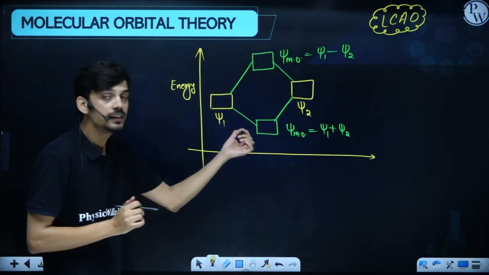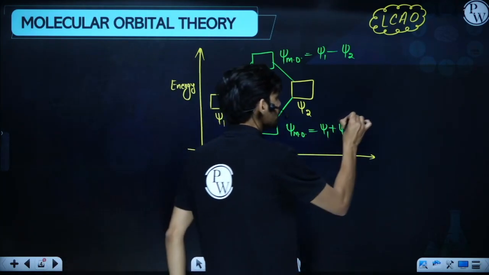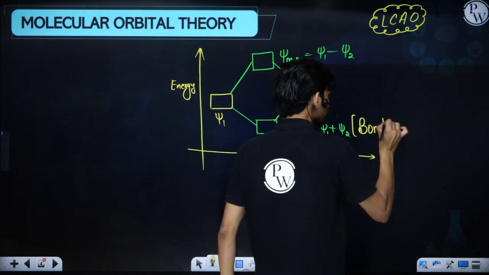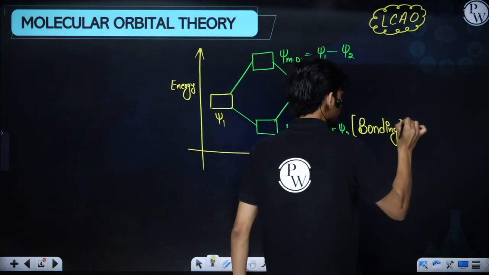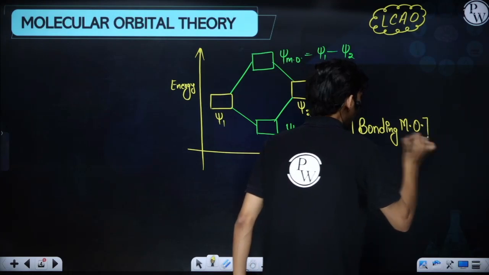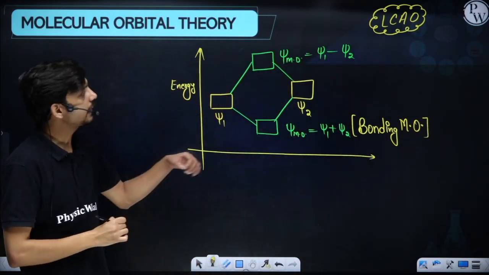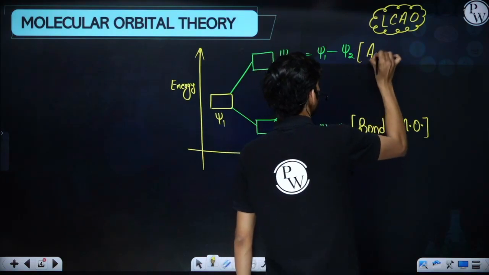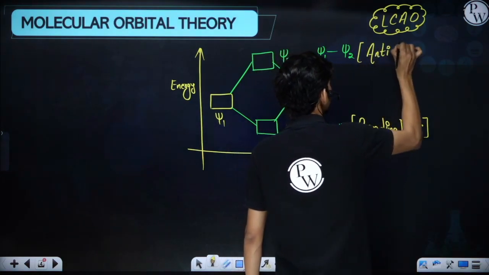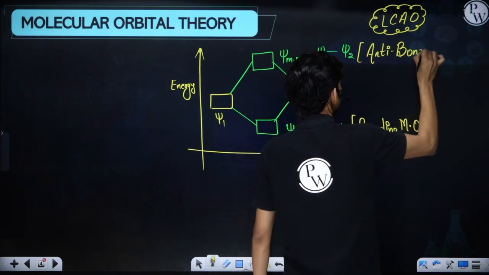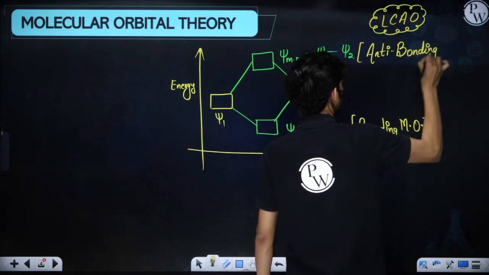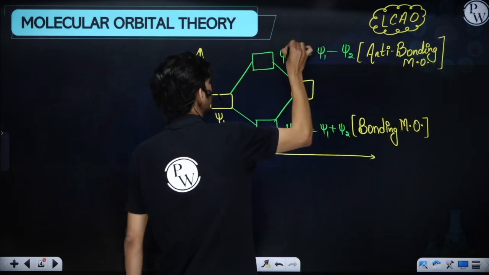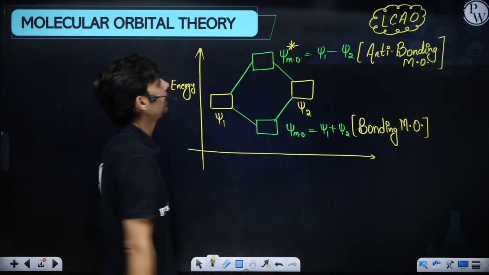So the orbital that is formed by attraction is called a bonding molecular orbital. And the orbital that is formed from repulsion is called an anti-bonding molecular orbital. Because this is going to break the bond. Repulsion is going to break the bond. Anti-bonding molecular orbital. And that molecular orbital is represented by a star sign.